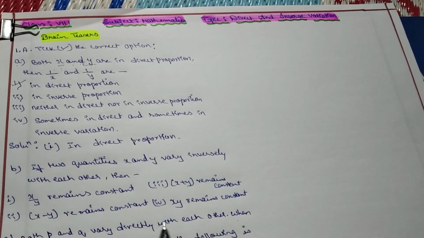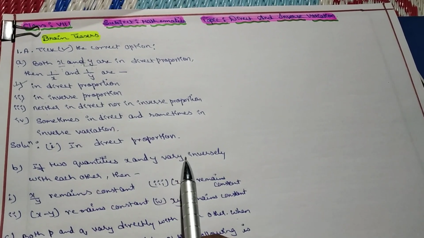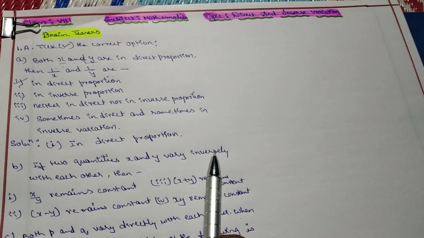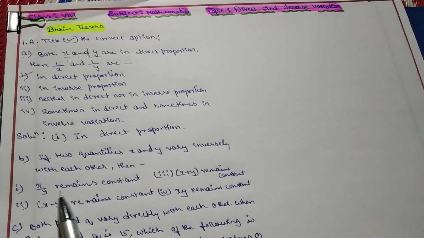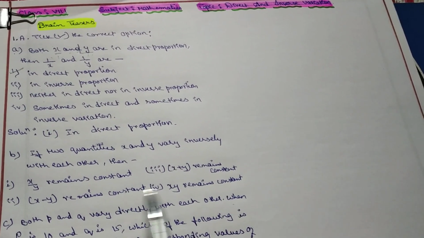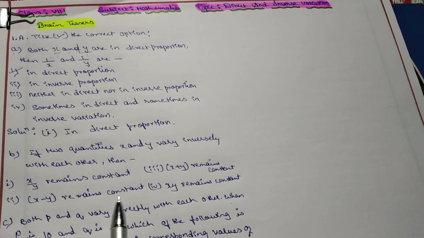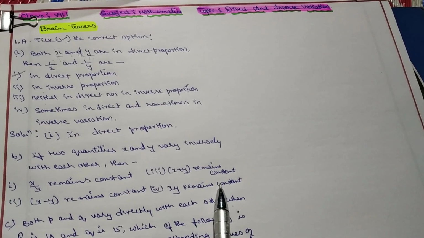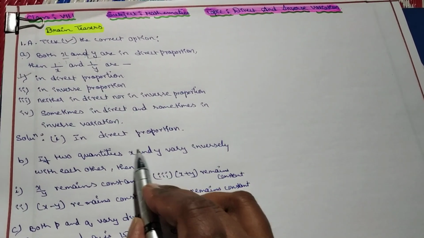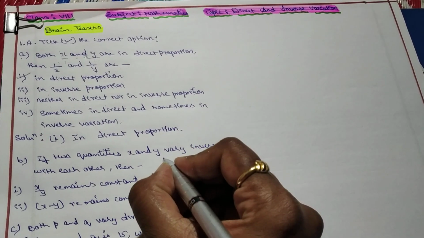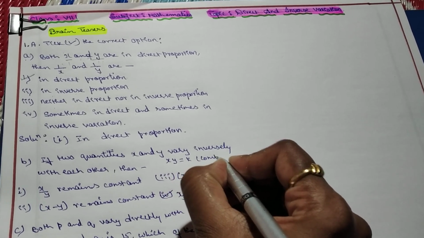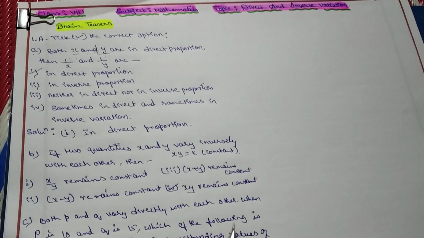Next, second question. If two quantities x and y vary inversely. So two quantities given are x and y and they vary inversely with each other. Then x by y remains constant or x plus y remains constant or x minus y remains constant or fourth option xy remains constant. Yes, of course, correct answer is fourth option children because they vary inversely proportion. We know that in inverse proportion x into y equal to k where k is constant. So the answer is fourth option.